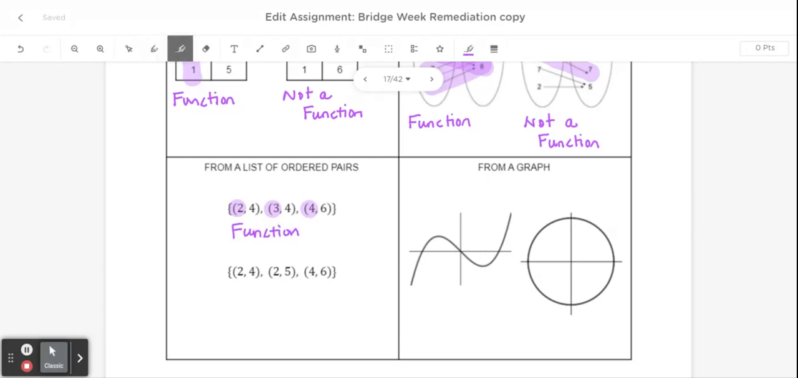And if you look at the second example here, 2 is going to 4's party and 2 is also going to 5's party, which is a problem. 2 can't be in two places at once. So we would say that this is not a function.